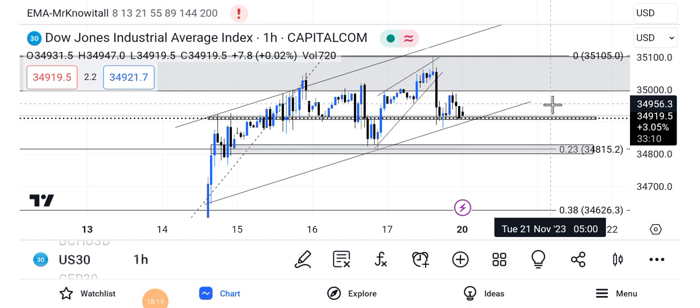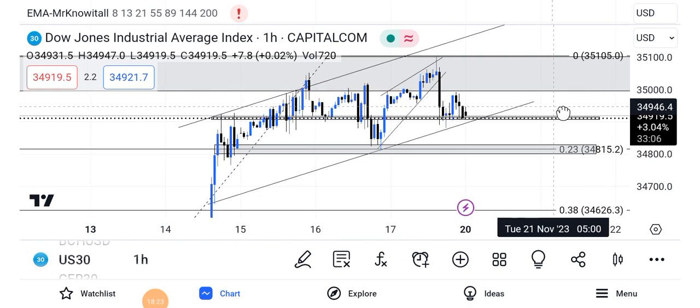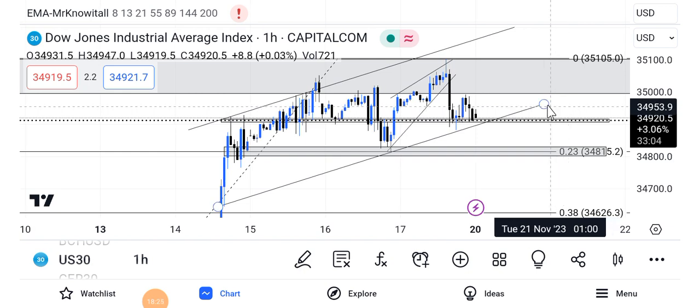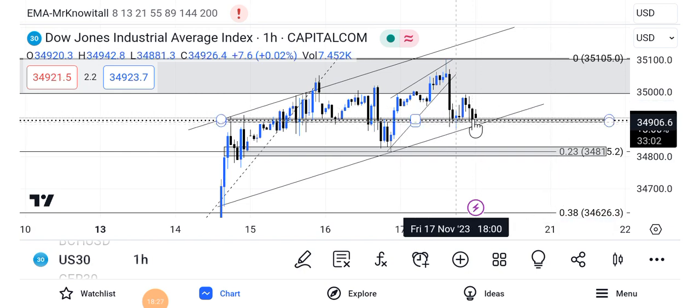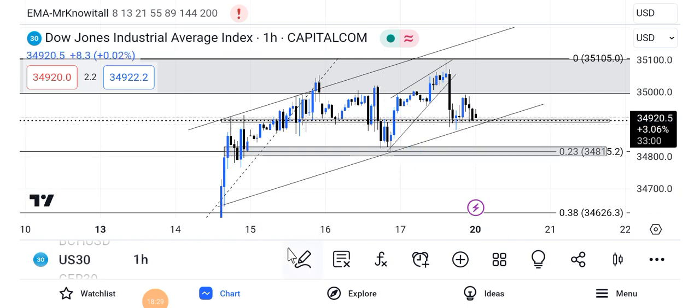it's going to look like a rejection candle right there. You understand what I mean, guys? So we just have to be patient and see exactly what the market is doing.